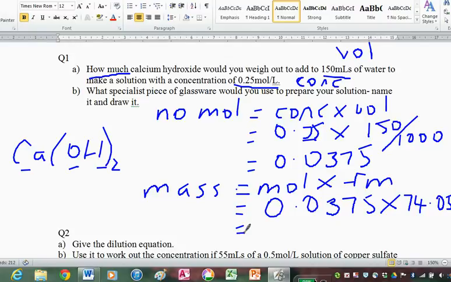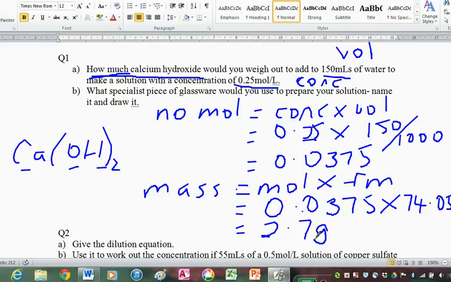So the answer that we want, how much calcium hydroxide would I weigh out to add to 150 mils of water to make up a solution of concentration 0.25 moles per litre? I would do the answer to that, 2.77, and as we're talking about mass, the answer would be in grams.